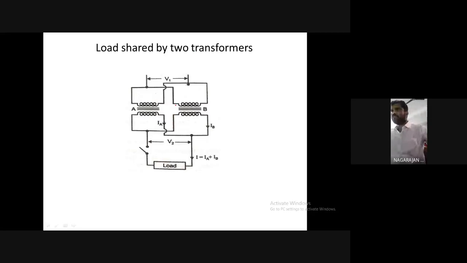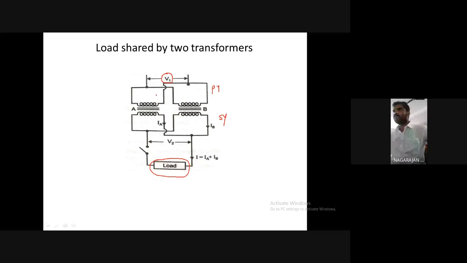Okay, so see this diagram. Two transformers have been connected in parallel. This side has been connected with the source denoted as V1. On this side we have connected the load. So what is the primary side? This part is the primary side and this part is the secondary side.